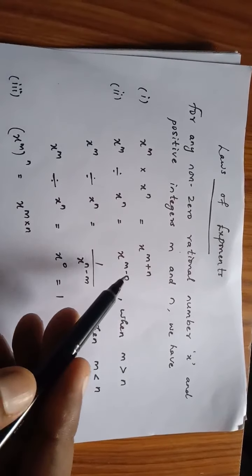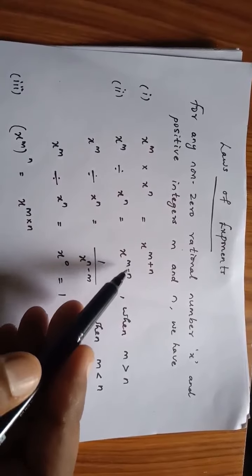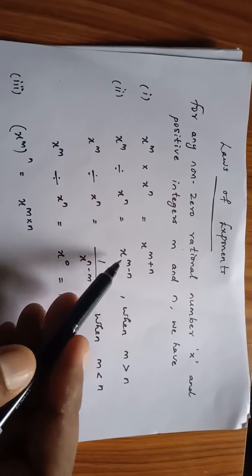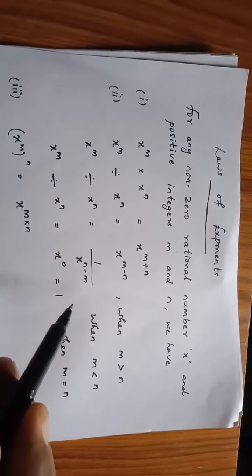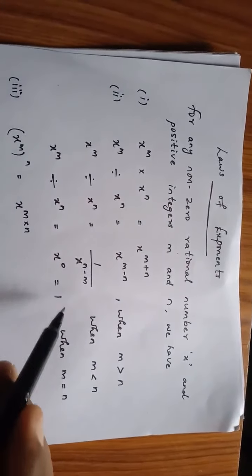This can be done using the same rule as the first case, x to the power m minus n. When m and n are equal, then it will become x to the power 0, and that is equal to 1. And we know that when we divide same numbers, the answer will be equal to 1.